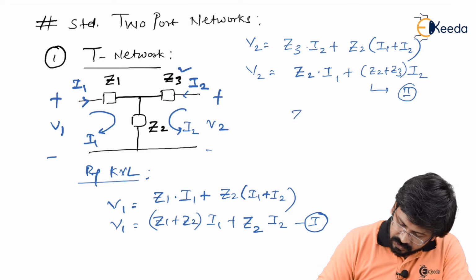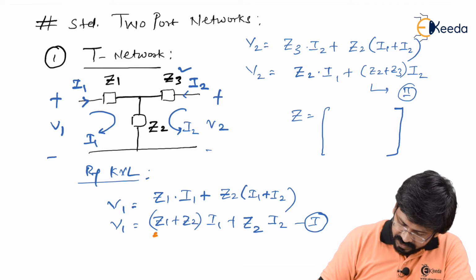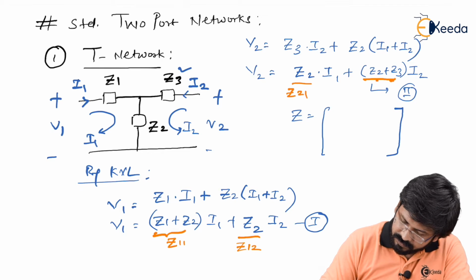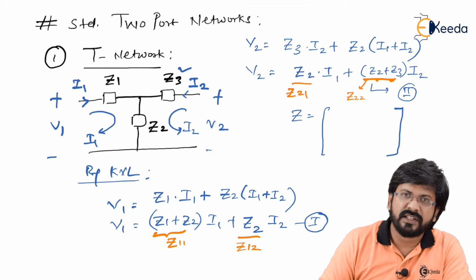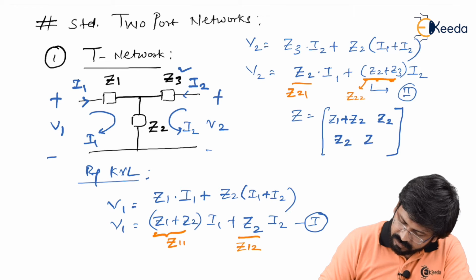And now if you see the complete Z parameters, by comparing with the standard format of Z parameters, you can see Z1 plus Z2 is nothing but your Z11. This is your Z12. Check it out, this is your Z21 and last this is your Z22. Let's substitute them in the final Z matrix. What you are going to get: Z1 plus Z2, here Z2, here Z2, and here Z2 plus Z3.